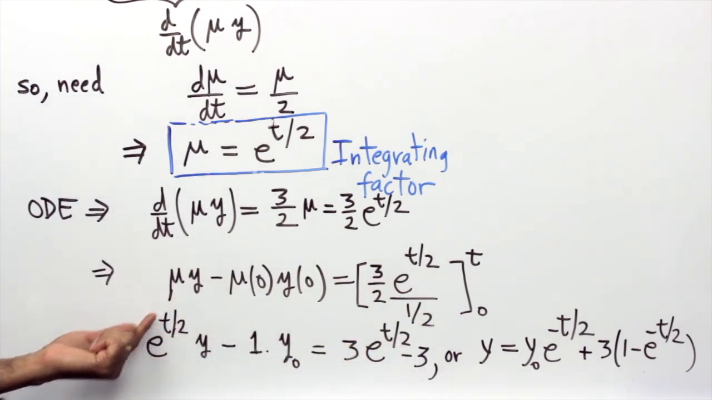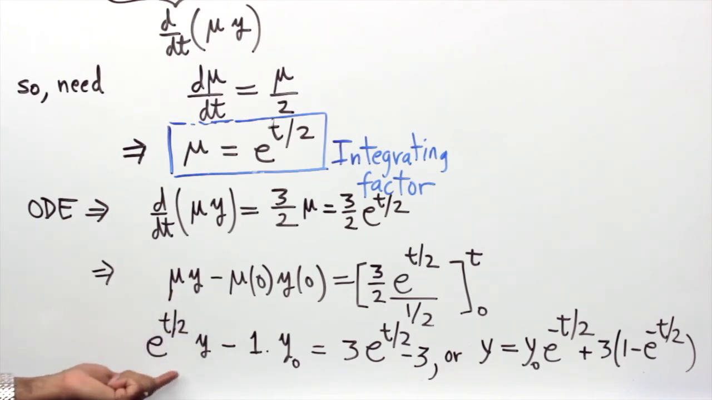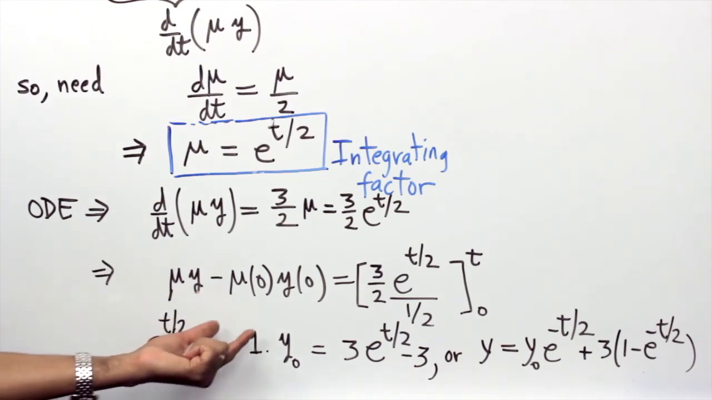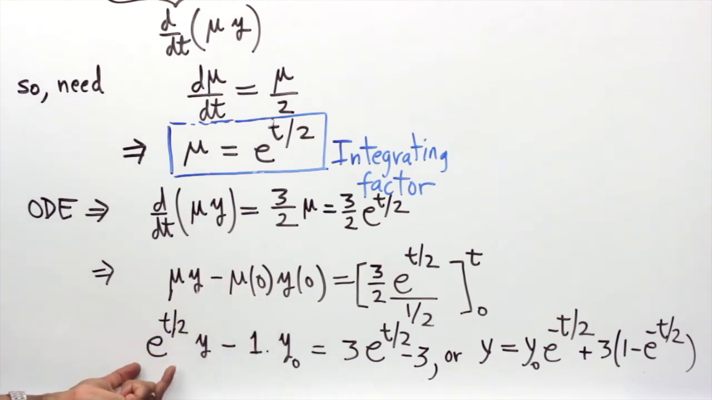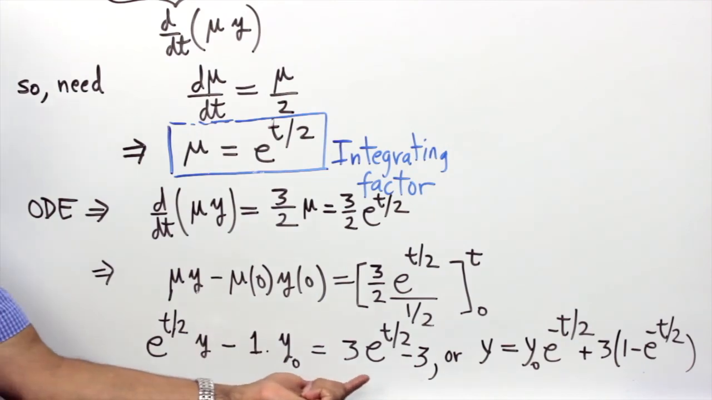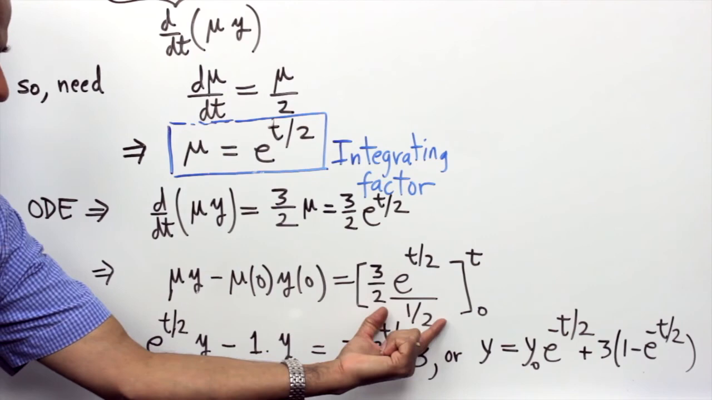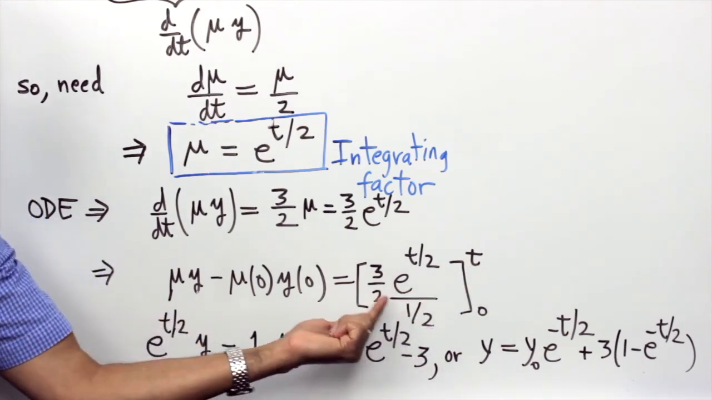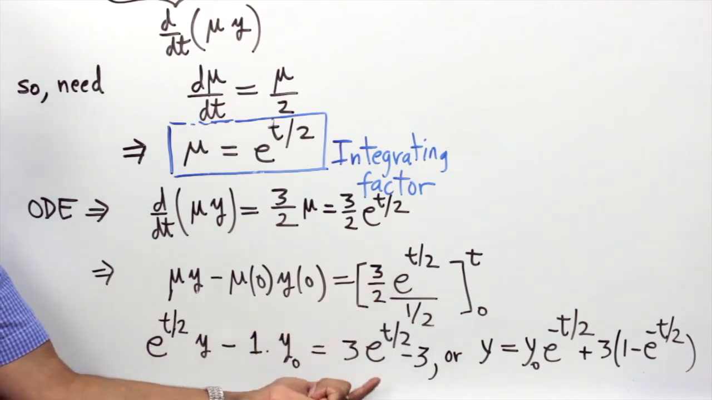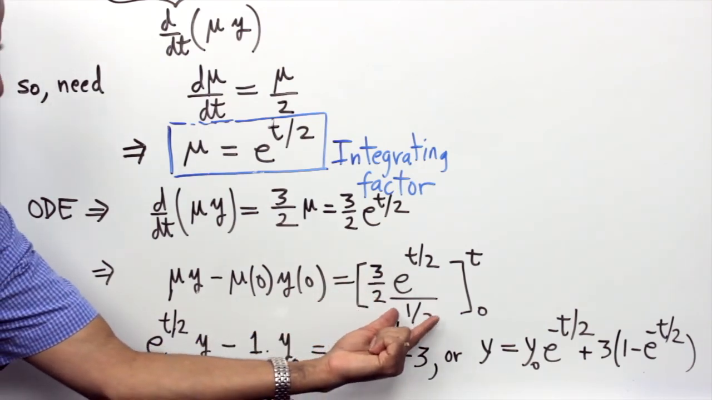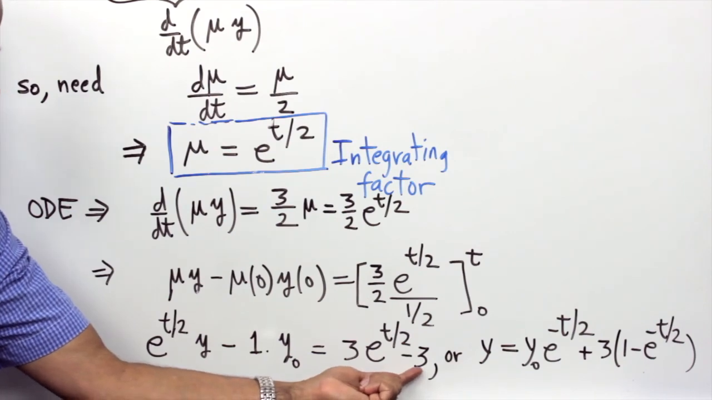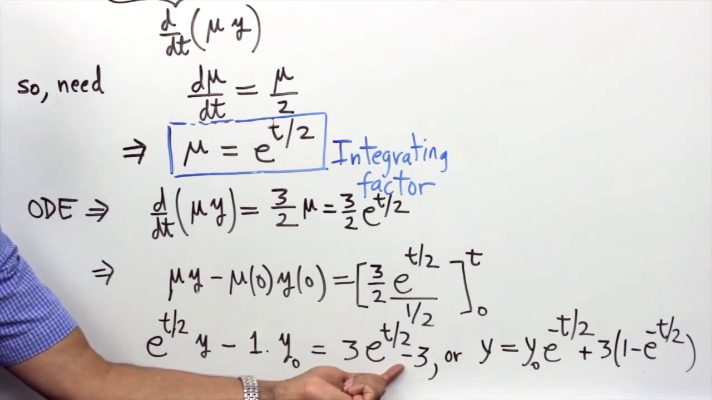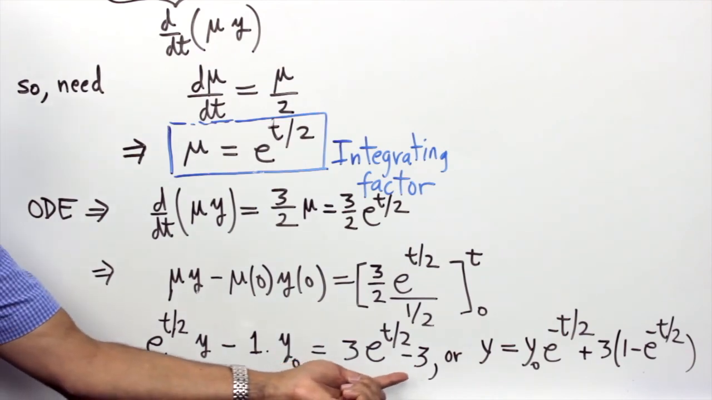And so when we do that in the next step, expanding this out, mu at t is an exponential function, y is just y. Mu at 0, when t is equal to 0, this exponential function evaluates to 1, so that's this 1, and y at 0 is y0, that's the initial condition given. On the right hand side, we evaluate this quantity at t, which is simply this expression, because this 1/2 creates a multiplier of 2 which cancels the denominator, and then evaluating this at 0 gives us this value minus 3, which needs to be subtracted. And so this is now our solution.